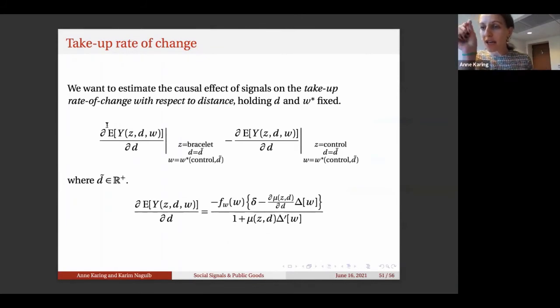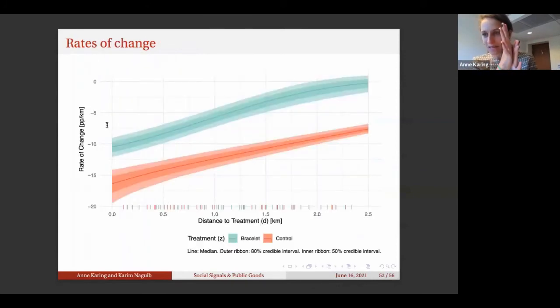We need to hold the equilibrium, the cutoff type constant, meaning we need to have the private utility in the bracelet group be the same as the private utility in the control group. That's what we can do with the structural model. So we can actually estimate the slope points. We're basically estimating many, many different partial derivatives to see what would be the impact of increasing costs at these different cutoff equilibrium points at the average take up, which is basically the social multiplier object. So how does average take up respond to these cost increases?